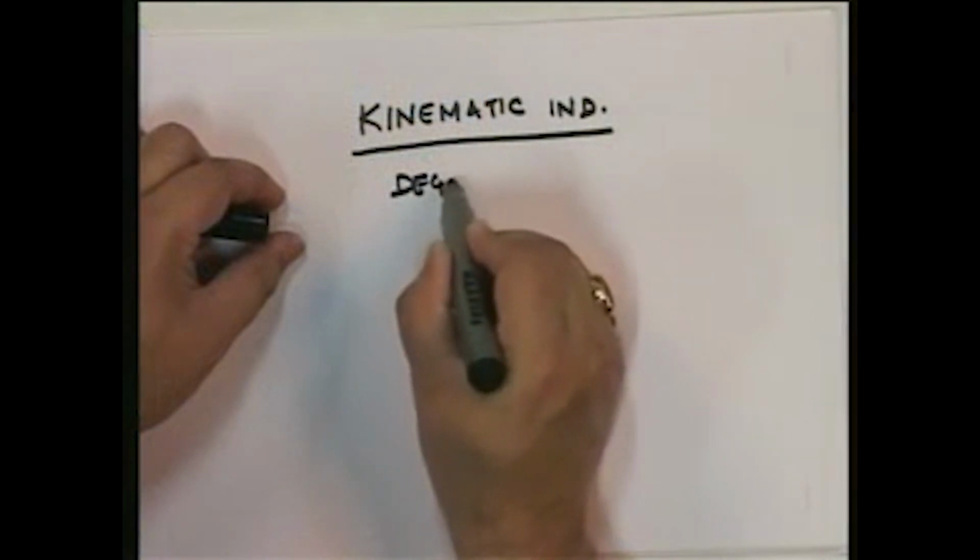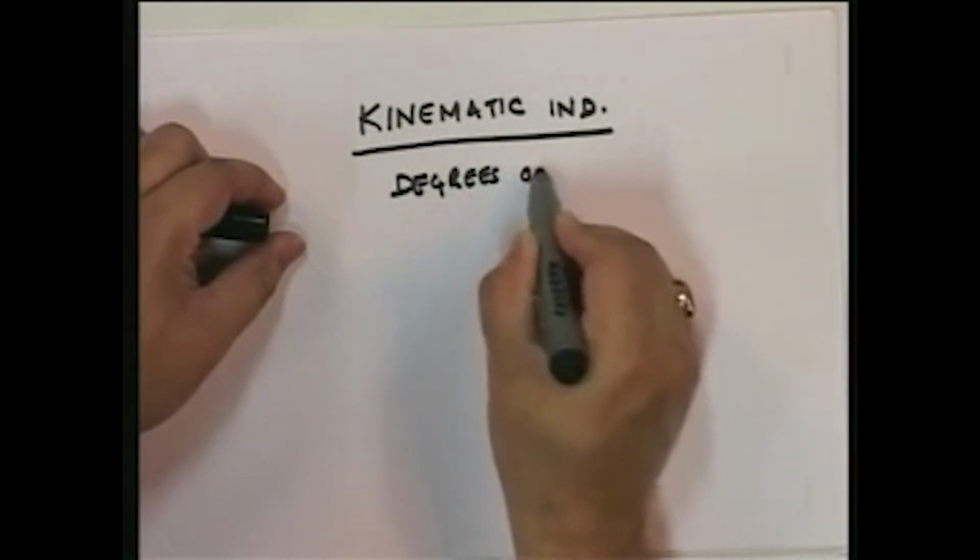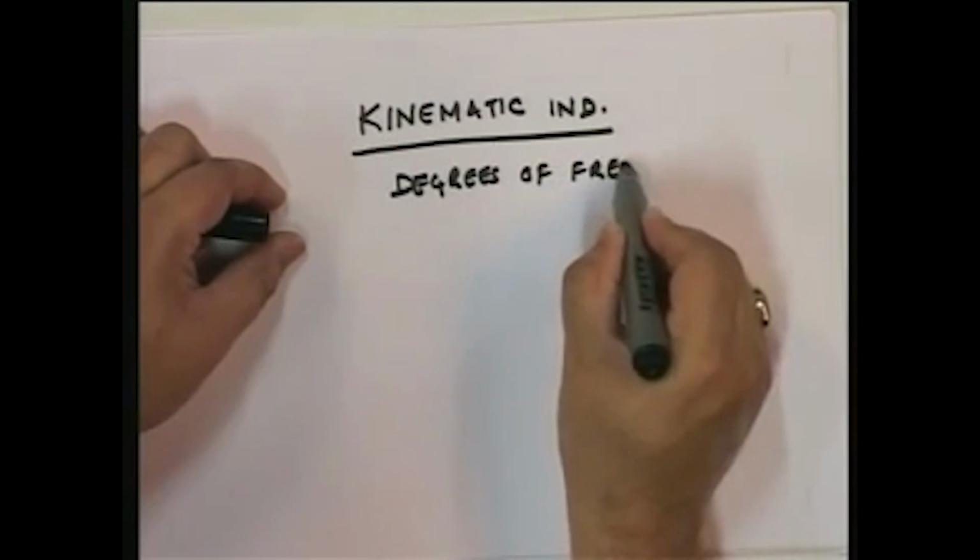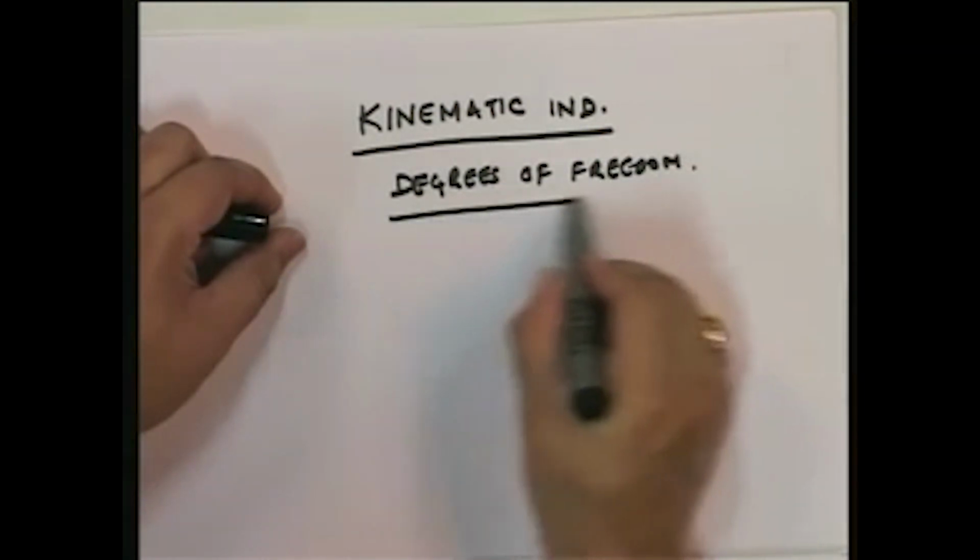What is this? Degrees of freedom. What exactly is this? If you were to describe it in words, it is the minimum number of displacement quantities that you require to know before you can define the displaced geometry of the structure. Although we are using the same word indeterminacy, it's a completely different concept.